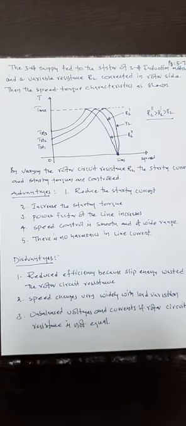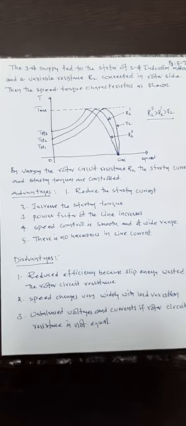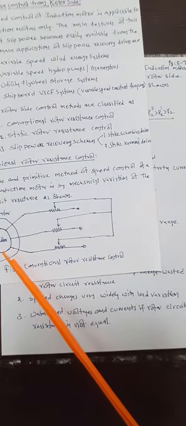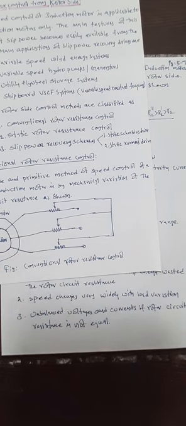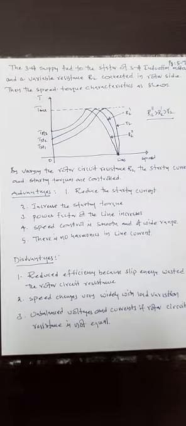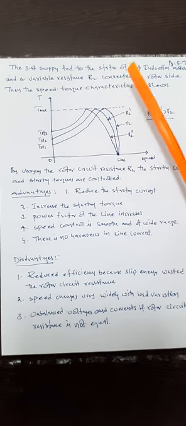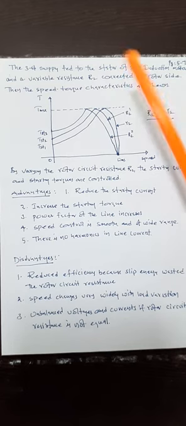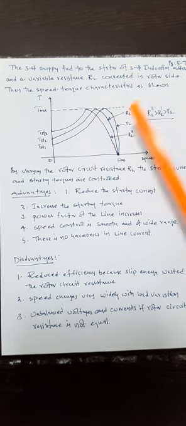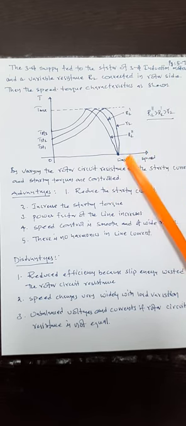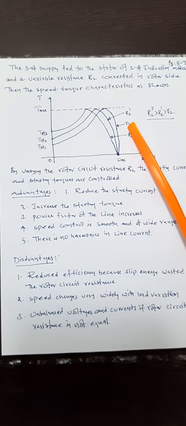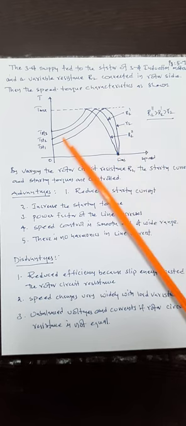So what is this method in simple terms? See here, a three-phase supply is fed to the stator, and the rotor resistance is varied. The three-phase supply is fed to the stator of a three-phase induction motor, and a variable resistance R2 is connected on the rotor side. Then the speed torque characteristics are as shown for different values of rotor resistance, and the maximum torque versus speed. This is the original value of the rotor resistance, and at that time the characteristic belongs to the starting.